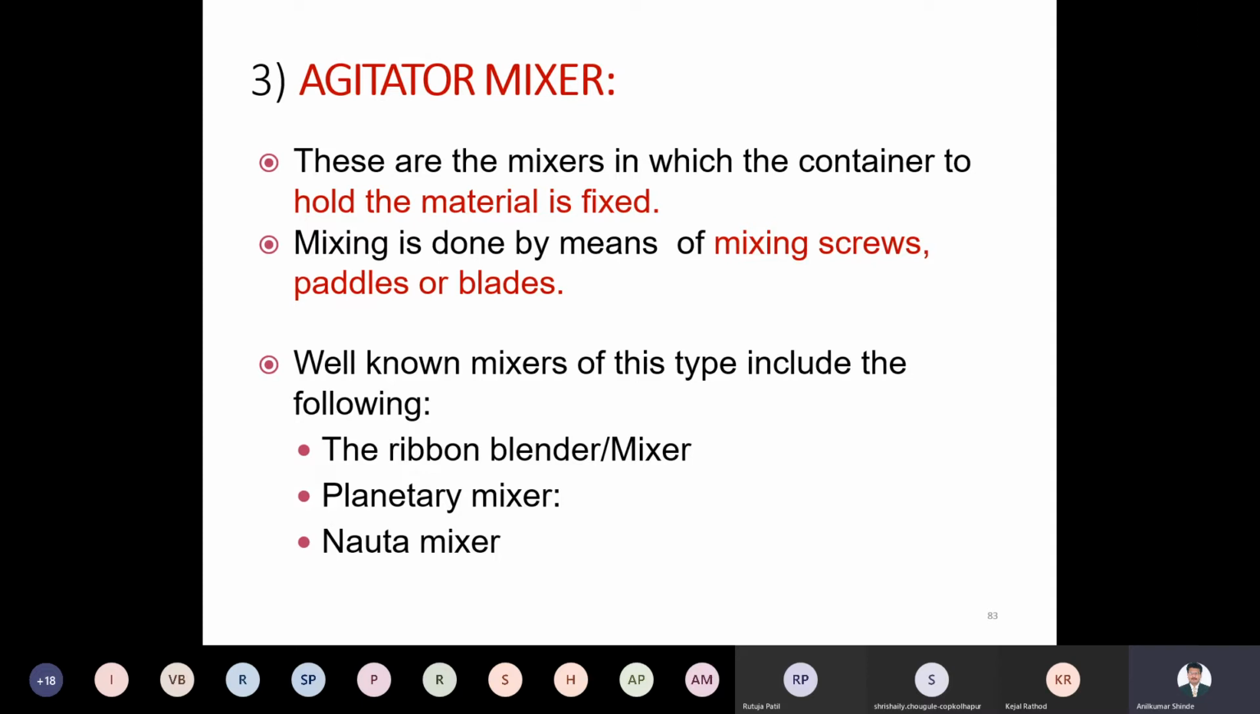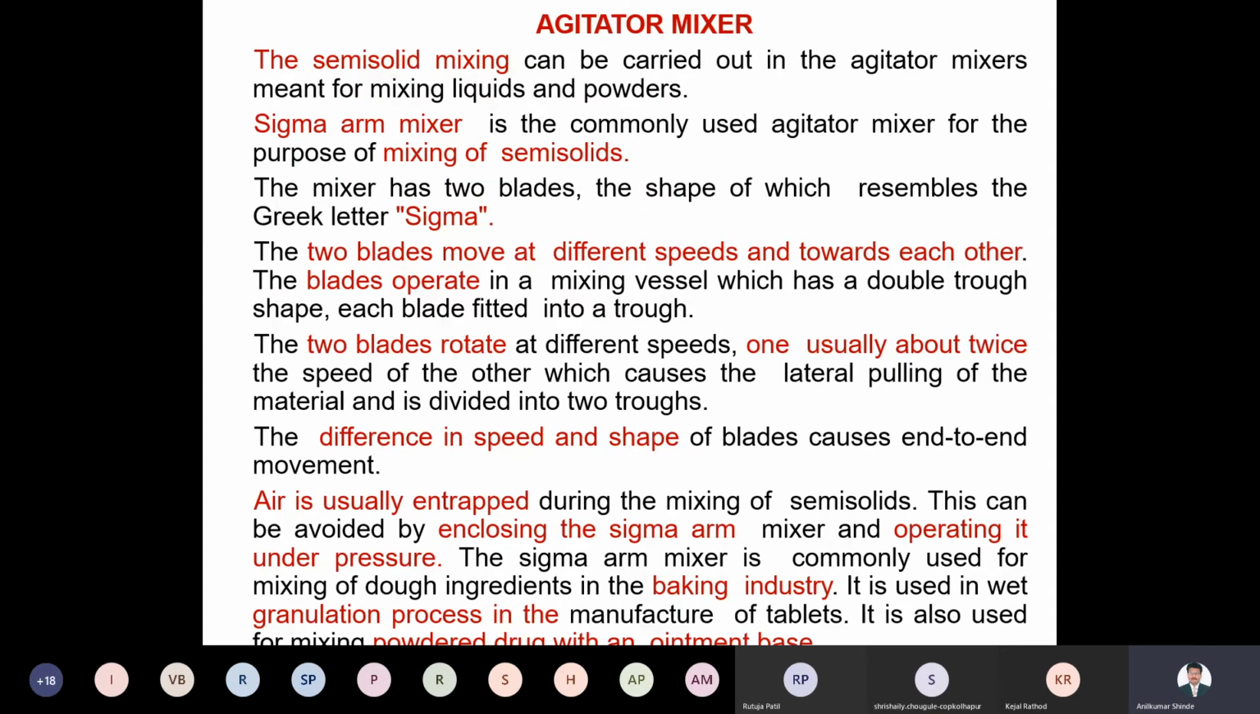Well-known examples of the agitator mixer are the ribbon type mixer, the planetary type mixer, or the Nauta type mixer. The high speed agitator means mixing with the help of high speed. The high speed creates the shearing action, the shearing force, and with that shearing force it creates the mixing. So this agitator type of mixer is particularly used for semi-solid mixing: mixing of the liquid into the powder to form a semi-solid mass. The liquid should be mixed properly into the powder.